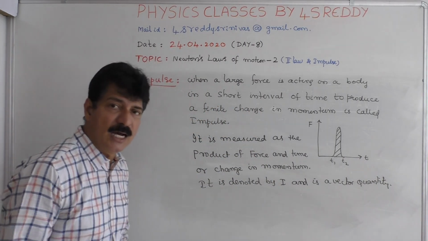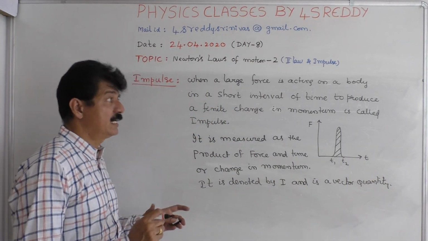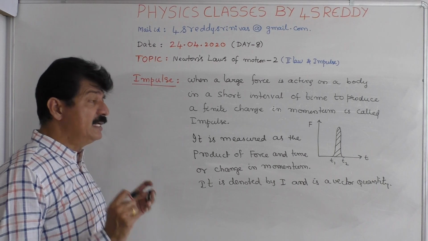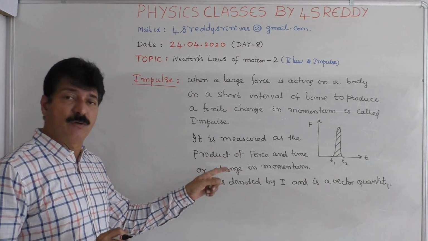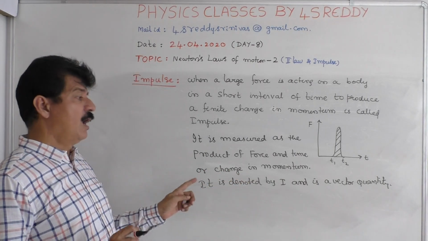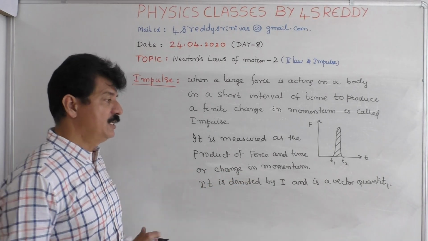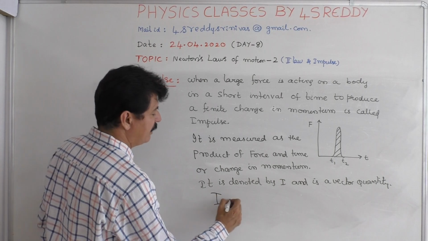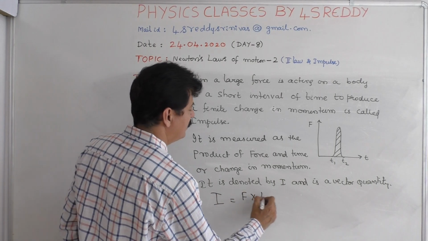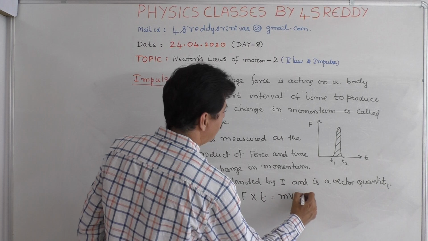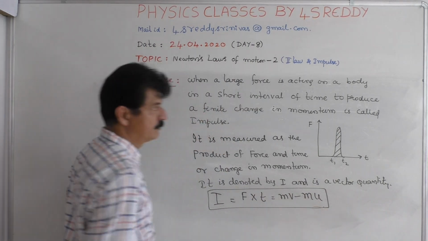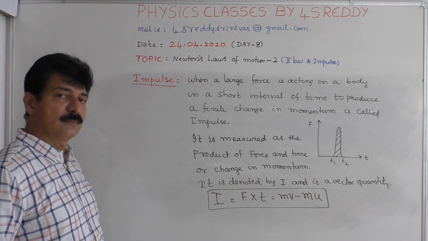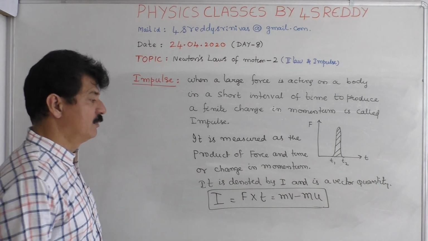So, when a large force is acting on a body in a short interval of time to produce a finite change in momentum, it is called impulse. It is measured as the product of force and time, or change in momentum. It is denoted by I, which can be written as F into t, or mv minus mu. This is about the change in momentum.